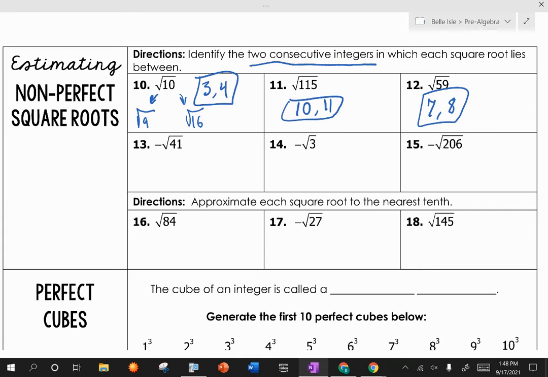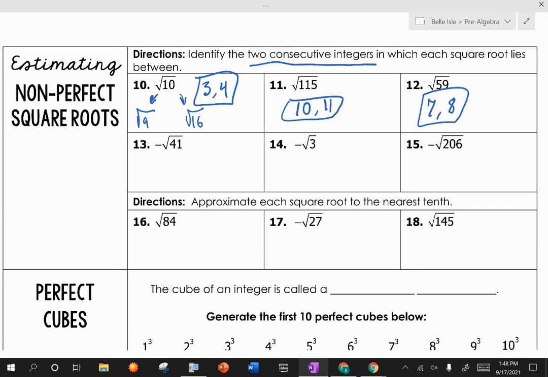Because that's just how I do. So I'm just picking the two perfect squares that are close to 10. I know that 3 times 3 is 9. I know that 4 times 4 is 16. So 11, 12, 13, 14, 15, correct.